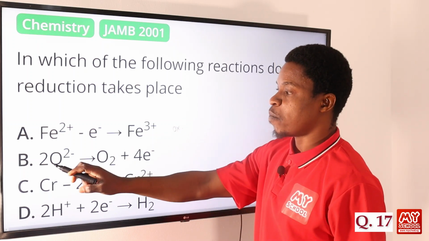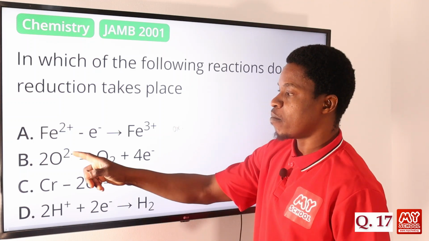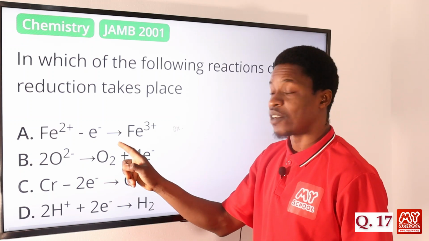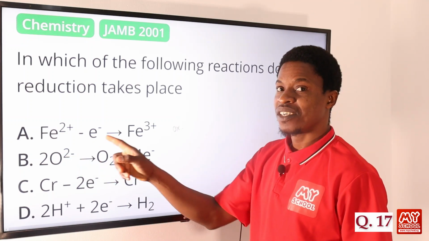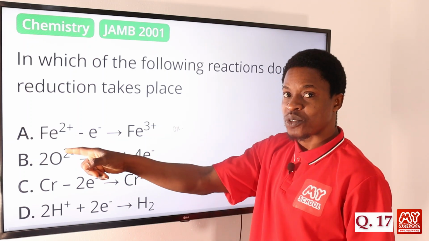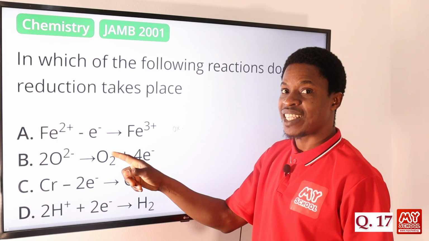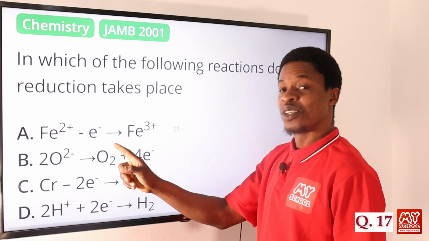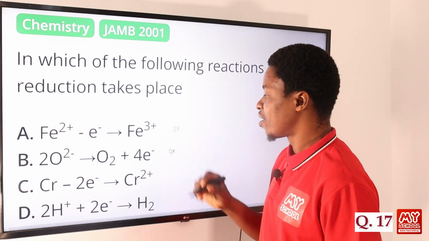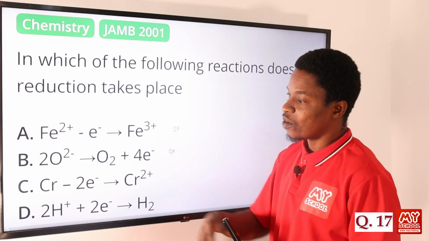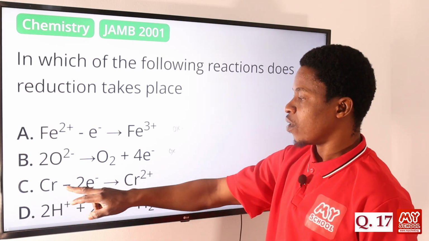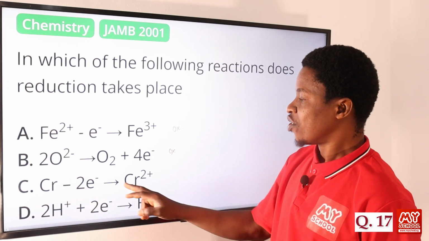Oxidation. Option B. You have negative 2 here, and this is oxygen, which is 0 here. From negative 2 to 0, is that an increase? Yes, that's an increase, because 0 is greater than negative 2. So that increase in oxidation number is also what? Oxidation, right?